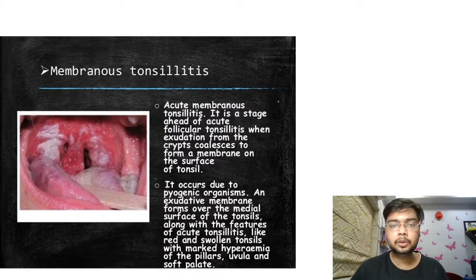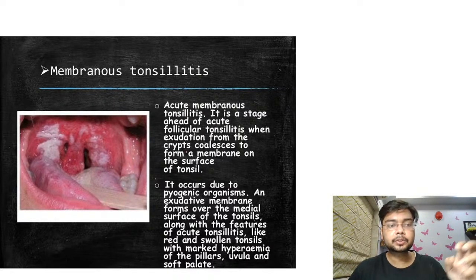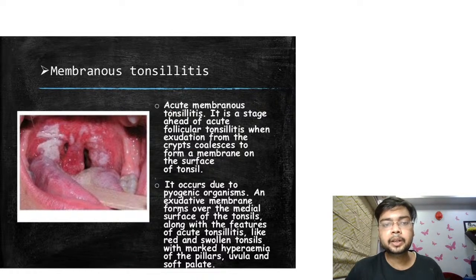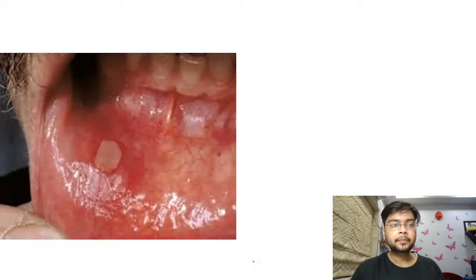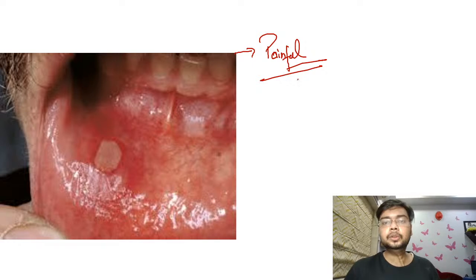Membranous tonsillitis, you all know, where the different tonsillar crypts join and form a membrane. So acute membranous tonsillitis is a stage ahead of acute follicular tonsillitis, where the exudation from the crypts combines to form a membrane on the surface of the tonsil. Okay, so it occurs due to a pathogenic organism, and again the signs and symptoms will be the same. There will be swollen tonsils, hyperemia on the pillar, uvula and soft palate, like this. Okay, and this is something that is very painful to the patient. So do you know this condition? I'm watching the comments. Do you know this condition?